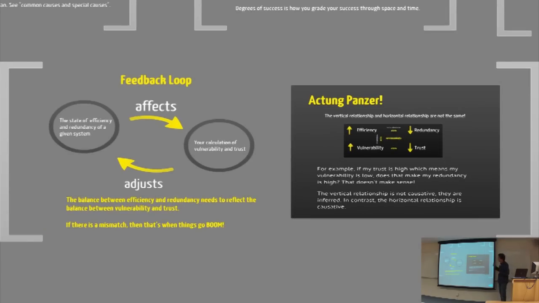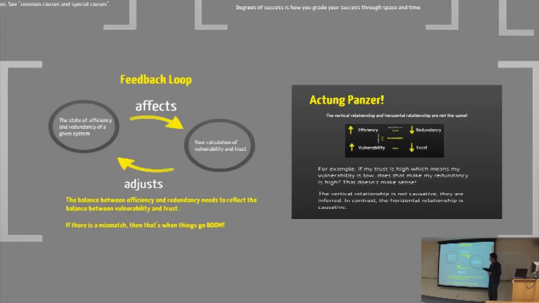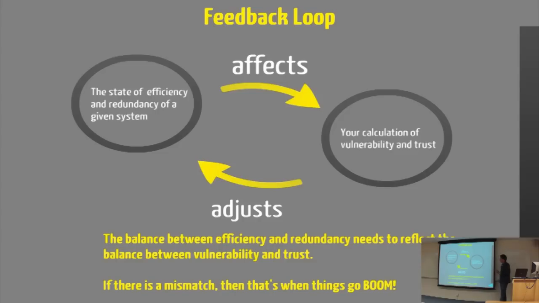So there's a feedback loop here. Once you consider your vulnerability and trust, the state of efficiency and redundancy in a given system, or whatever plan you consider, actually affects your calculation of vulnerability and trust. Let's say you're in a war zone. You know there are all sorts of undesirable inputs that could happen, such as an artillery shell hitting you or a bullet coming towards you. And of course, that state of efficiency and redundancy affects your calculation of vulnerability and trust. You've calculated that you're quite vulnerable, and maybe you don't trust that risk of things happening. And that calculation of vulnerability and trust then adjusts your state of efficiency and redundancy.